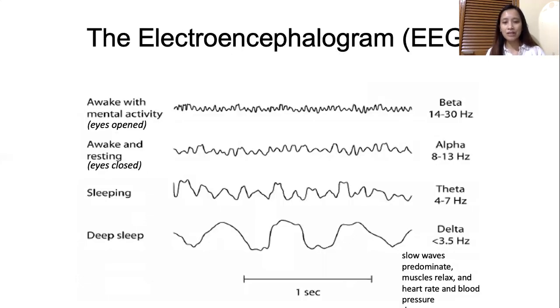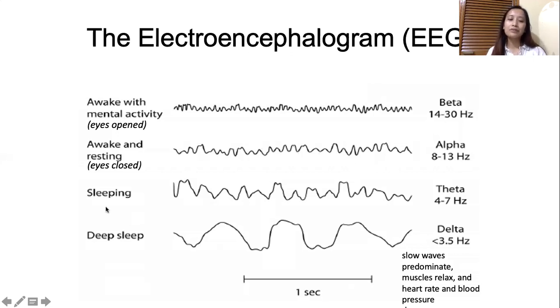So your EEG, much like your ECG, also has different kinds of waves depending on the level of brain activity. So if you're awake with mental activity, like what I'm doing right now, and your eyes are open, your EEG would show beta waves like this. When you're awake and resting with your eyes closed, then your brain will now produce alpha waves, and it will look in your EEG as slower waves like this.